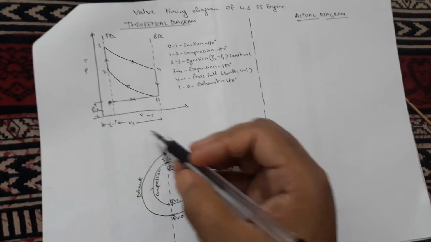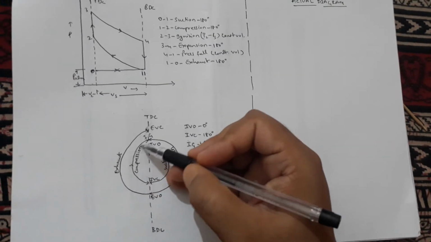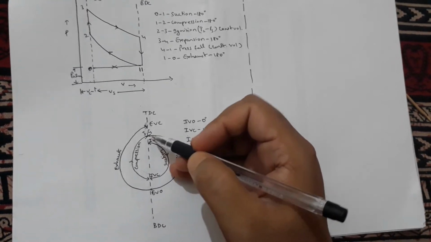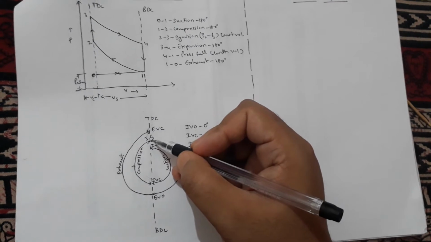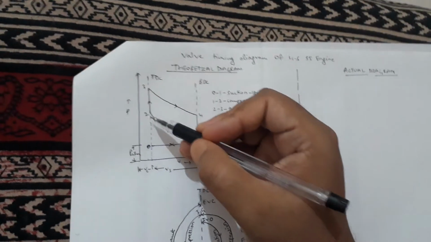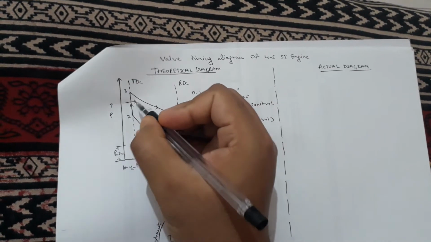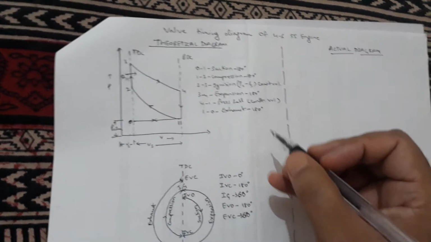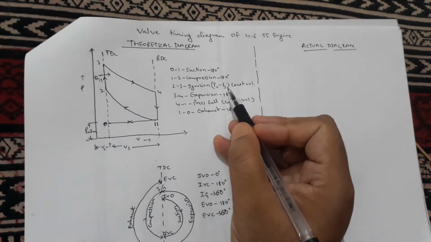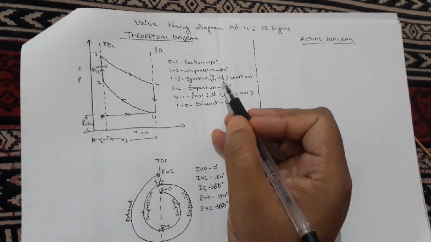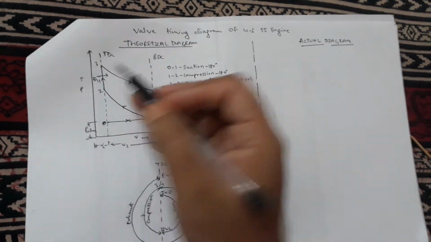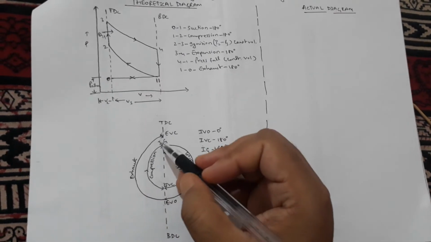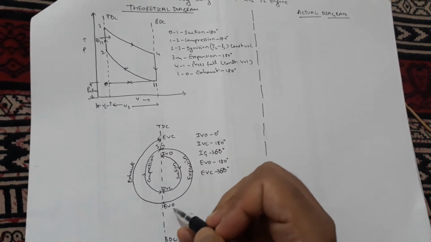At the TDC, when the piston moves after compressing to the TDC, the spark ignition will be done, and due to the spark, the combustion will happen, and it is assumed that the combustion is at constant volume. The combustion takes place at constant volume, and the pressure increases from P2 to P3. Now, from the third point, the expansion will take place. The expansion will take place up to 180 degree.